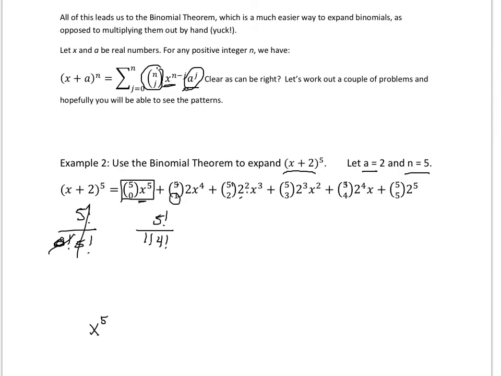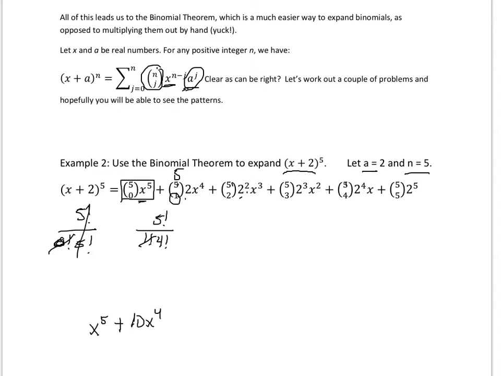So the 1 factorial, don't worry about. 5 factorial over 4 factorial is simply 5, right? It's 5 times 4 times 3 times 2 times 1 over 4 times 3 times 2 times 1. Cancel out your 4 times 3 times 2 times 1, and you're left with 5. Okay, so now this is 5 times 2x to the 4th. So that gives us 10x to the 4th.